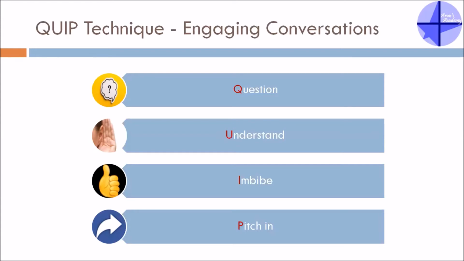Now that person might say, I am from Bangalore, I am a localite, I'm going to Hyderabad for my project work, something like that. Now the conversation starts. So once you really understand well, next stage is to imbibe. When you imbibe that particular story, what he's saying, you can really appreciate what he's telling.